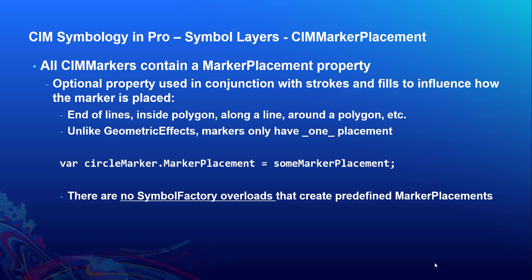All right, so as I did mention, all sim markers contain a marker placement property. You can use the marker placement to place the marker at the ends of lines, inside polygons, along a line, around a polygon, and so on and so forth. So unlike sim geometric effects, markers only have one placement, not an array. And you simply assign it into the marker placement property. There are no symbol factory overloads available to create predefined marker placements. So you have to roll your own from scratch.